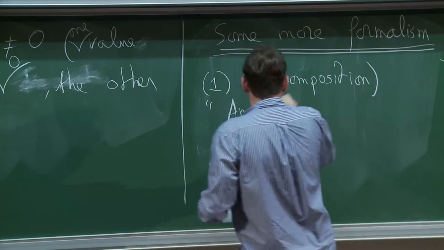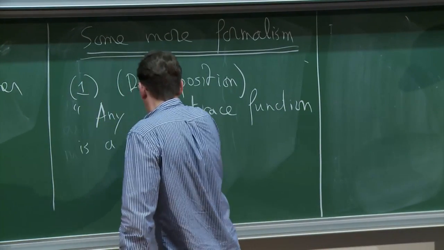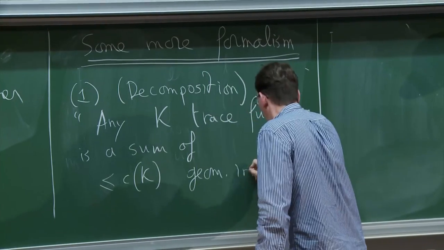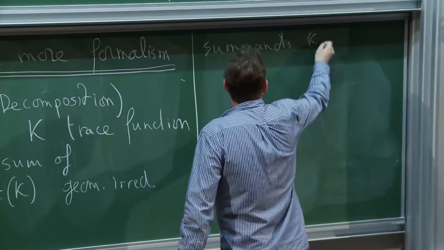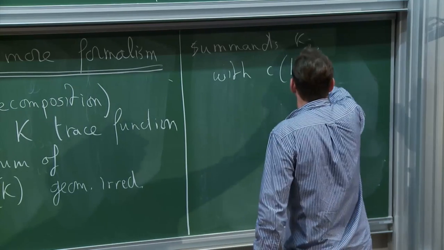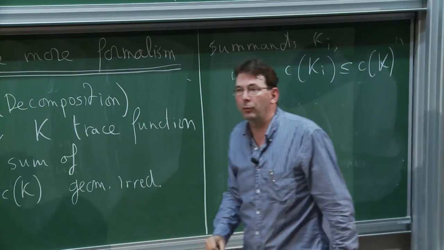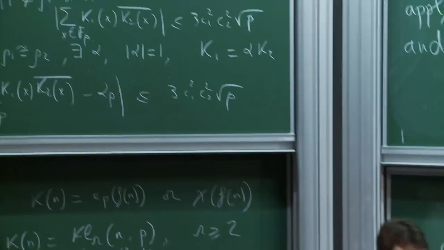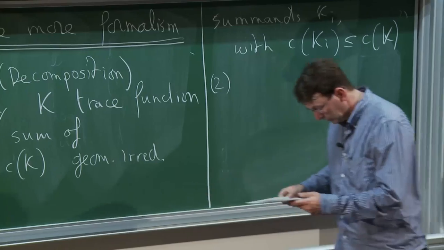Any k which is a trace function can be written as a sum of at most the complexity of k geometrically reducible summands k_i, with complexity of k_i at most the complexity of k. If I don't put geometrically reducible, this would be literally correct. But geometric reducibility is what you need to have this form of the Riemann hypothesis. This is a technical issue which in applications has never actually come up concretely, so it's worth not trying to think about it too much at the moment.